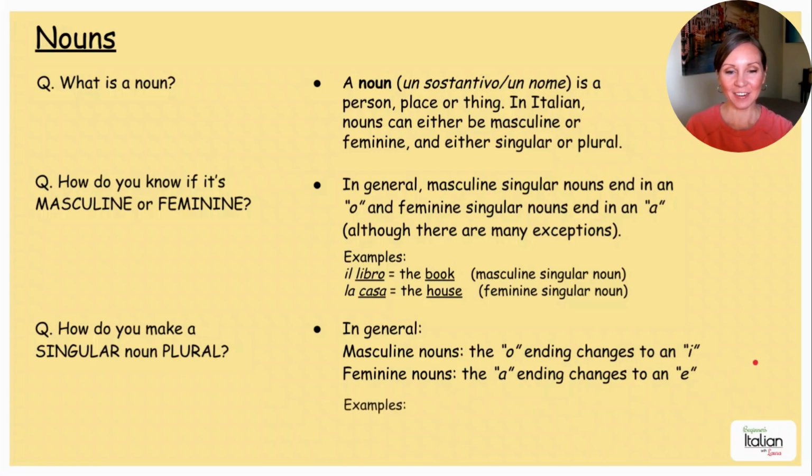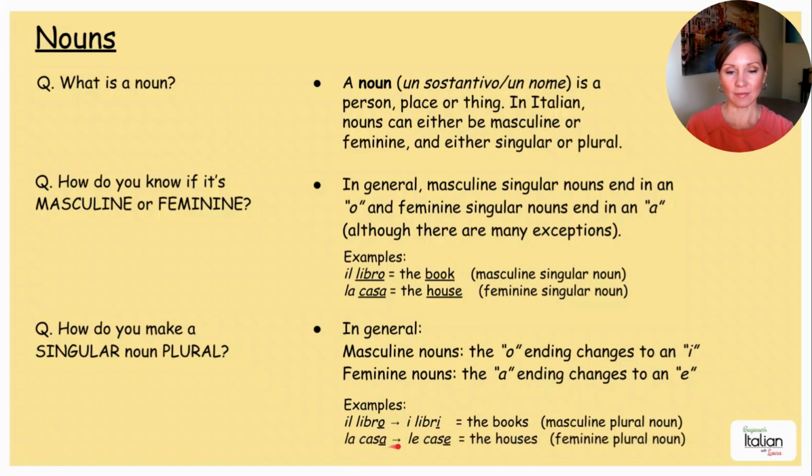Okay, so for example, il libro, the O, we're just going to use English letters here. So the O changes to an I. Il libro becomes I libri. La casa becomes le case. Okay, the A changes to an E in this case. So the houses now is feminine plural noun.